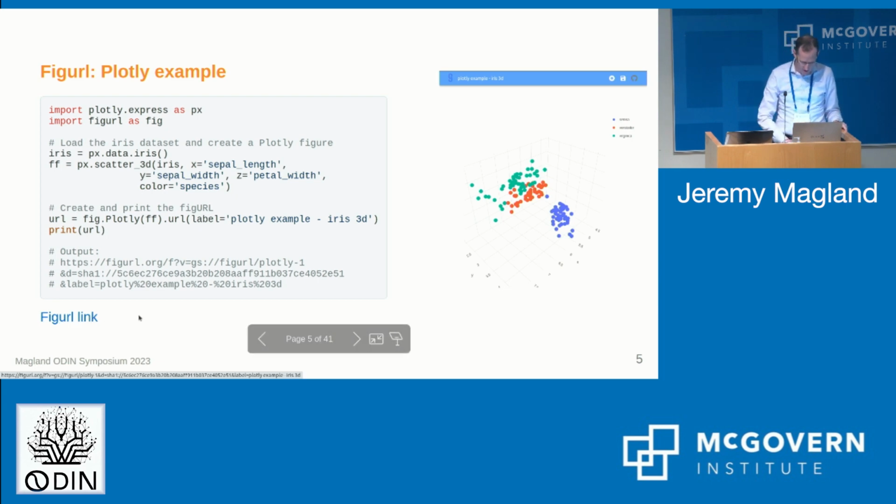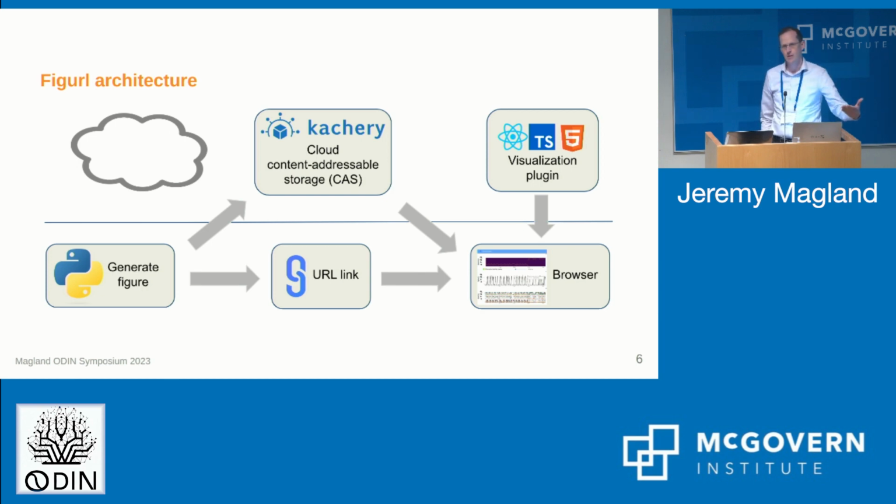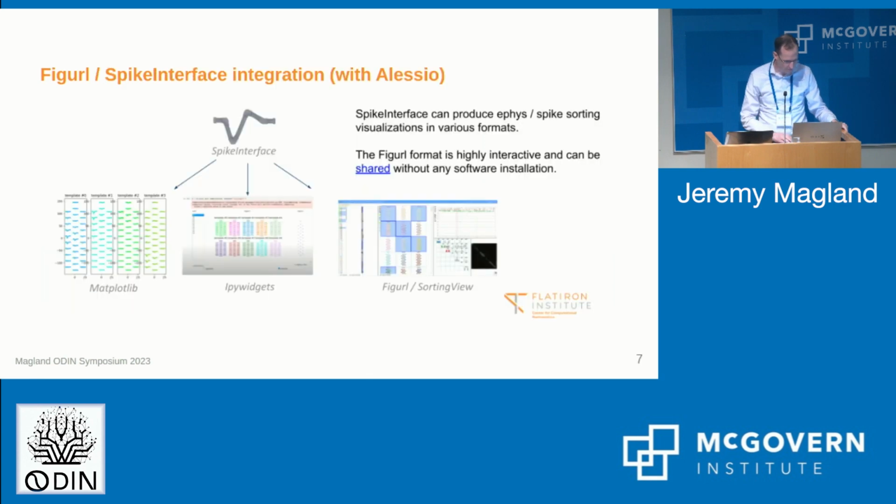Of course, the data has to go somewhere, and so the way that works is when you're generating the figure from Python, the data goes into the cloud into a content addressable storage database called Kachery, and then the link points to the browser, and the browser pairs that piece of data in the cloud to a visualization plugin. So really, it's a pairing between a piece of data that's needed for a visualization and a visualization bundle.